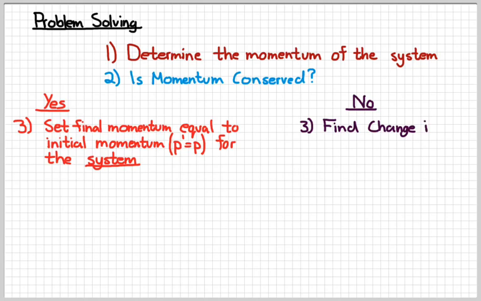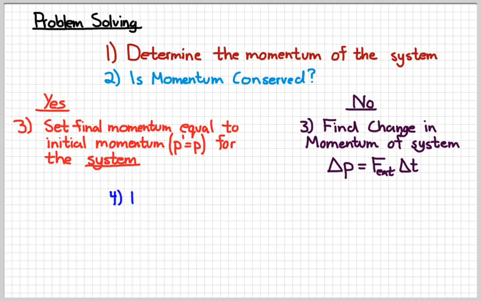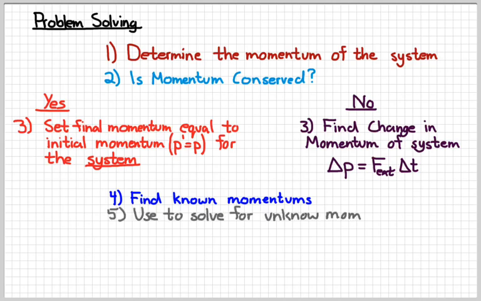If not, then we have to figure out what that change in momentum is, and then use our impulse-momentum equation, or Newton's second law. Change in momentum is equal to the external force times change in time. Once you have either of those things figured out, find the known momentums that you have after the interaction, and then use those known momentums to solve for unknown momentums, which can then be used to figure out velocities.